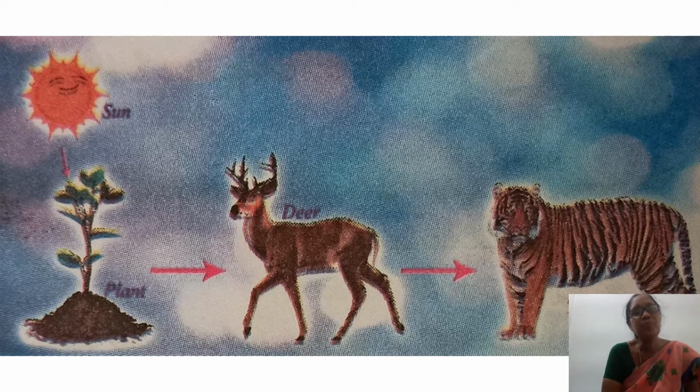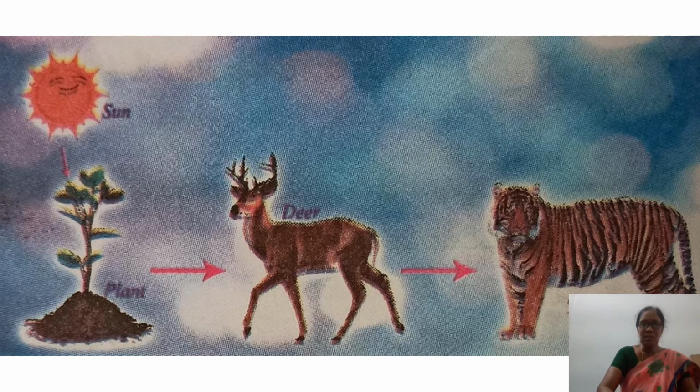Look at the picture. Who is there? There is the sun. There are plants. Deer, tiger. There is a certain relationship between these, no? Who is the source of energy here, Nikhil? The sun is the source of energy. Who is taking that energy? The plant is taking that energy. Why? ఎందుకు తీసుకుంటుంది ఆ ఎనర్జీని? To prepare food. అవునా? Plants prepare food with that energy, with that sunlight.